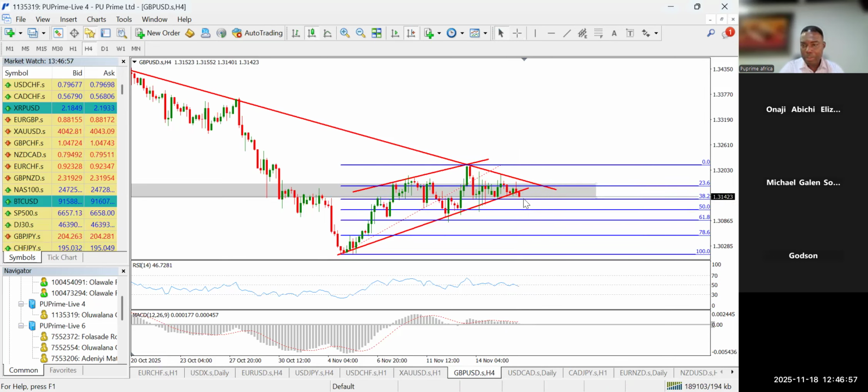Fibonacci 50 can give as much as about 20 pips. Fibonacci 61.8 around 45 pips. And Fibonacci 78.6 can give as much as about 80 pips. So between 20 to 80 pips of movement is possible on this instrument this week. I use the word this week because this is a swing setup, so it can span beyond today, tomorrow, even Thursday. But we are bearish on the GBP USD.